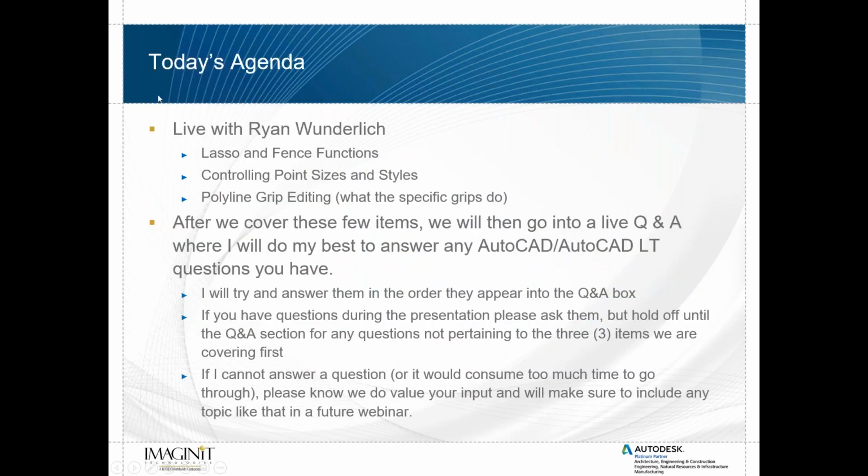So today, here's what we're going to cover. We're going to start with the 3 things that we want to cover first, which is number 1 is the lasso and fence functions. We're going to talk about controlling point sizes and styles. The controlling point sizes in the lasso and fence were from the last webinar that I did, where some people were asking some questions on how to do that. And the last one, I'm going to cover some polyline grip editing, basically what the specific grips do, just so everyone knows what we can do.